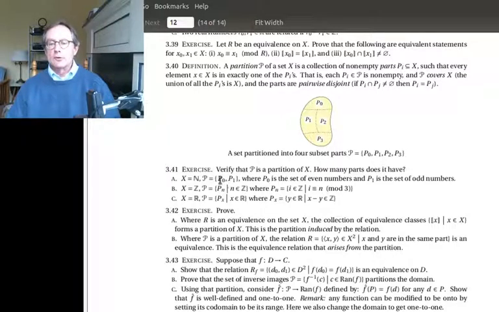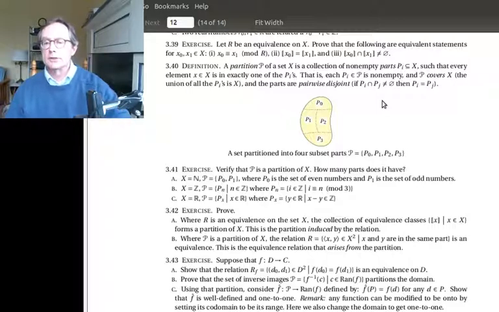So figuring out how many parts it has is not going to be too hard. Script P is two things, P0 and P1. So instead of the four-thing picture, it's just two things. Imagine it split right down the middle, where P0 is the set of even numbers and P1 is the set of odd numbers. So I'm going to have to show that that's a partition. I don't have to actually count how many parts because it's already right there.